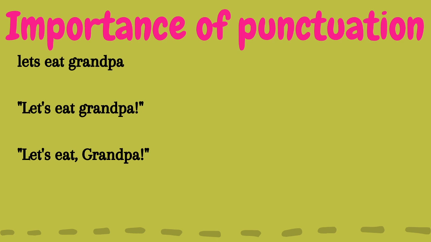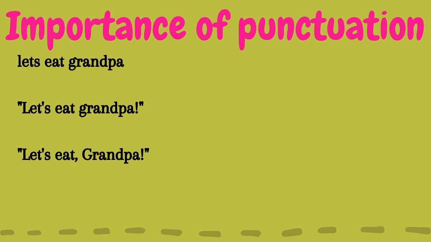Let's see some more sentences here. Let's eat grandpa. Let's eat, grandpa. All look similar, but there is a variation here. The second sentence is represented using some signs, but the final sentence, "Let's eat, grandpa," gives the exact meaning of the sentence used. Here it means that the person is inviting his grandpa to have dinner together.